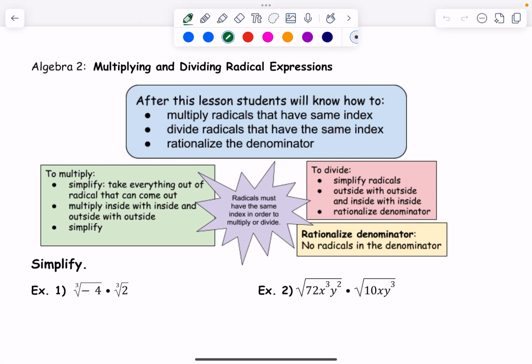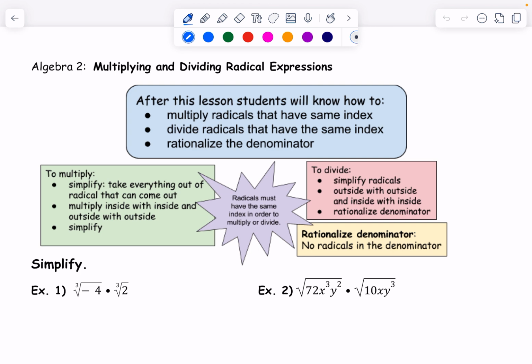Okay, today we're going to be doing multiplying and dividing radical expressions. So obviously we need to make sure that we know multiplying radicals, they have to have the same index, dividing radicals, same index. And we always have to rationalize the denominator, which means no radical in the denominator.